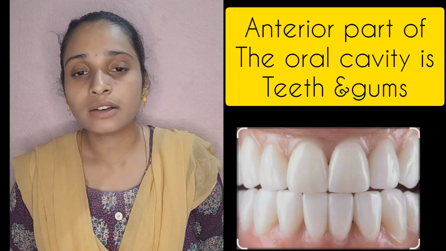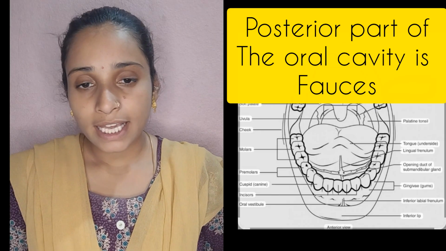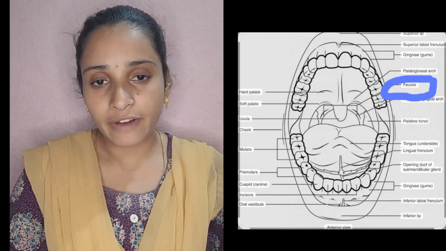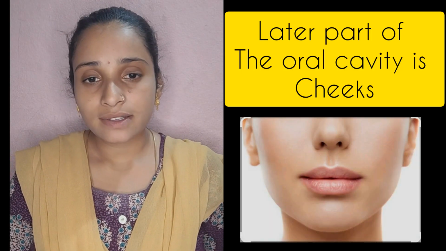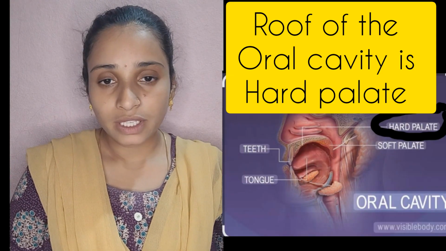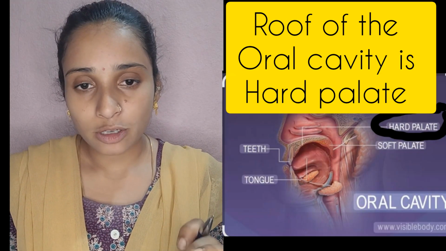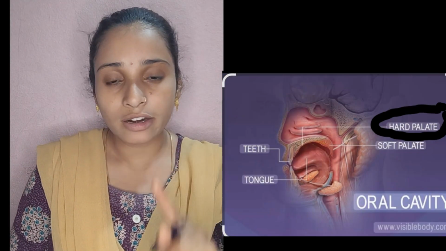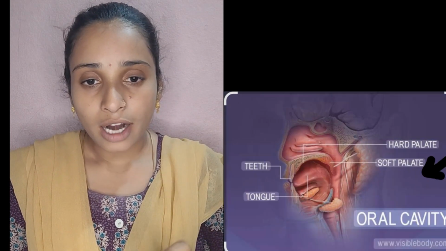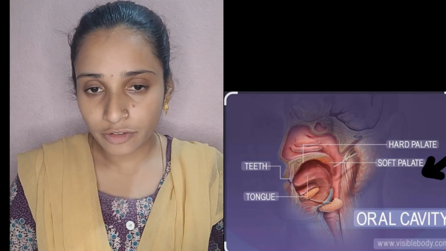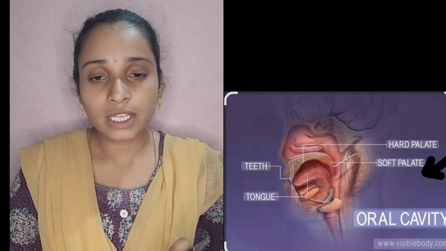The anterior part of the oral cavity is the teeth and gums. Next, the posterior part of the oral cavity is the fauces or pharynx. Next, the lateral part of the oral cavity is the cheeks. Then the roof, the anterior part of the oral cavity, is the hard palate. It is the bony prominence. The maxillary bone forms the hard palate. Next, the soft palate. The soft palate is made up of muscle.